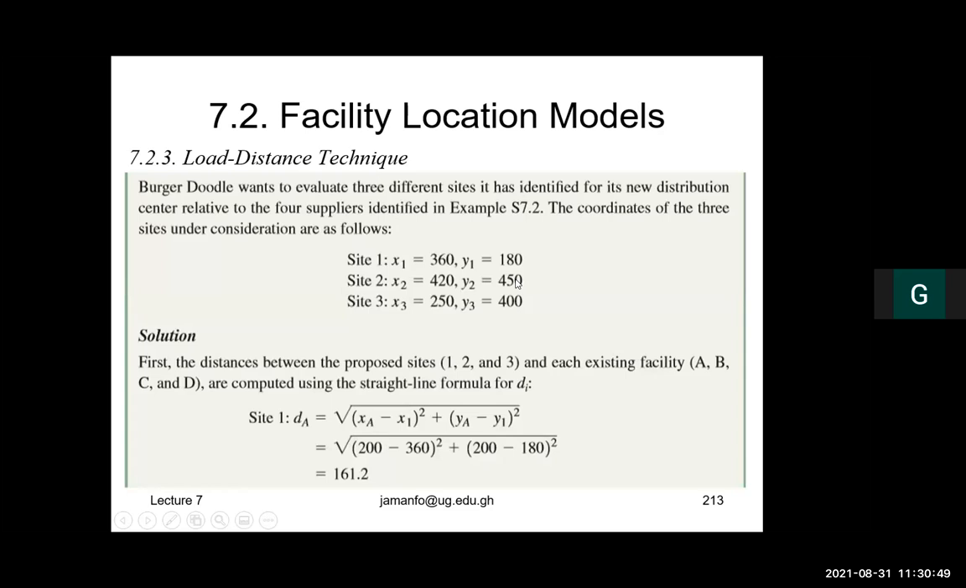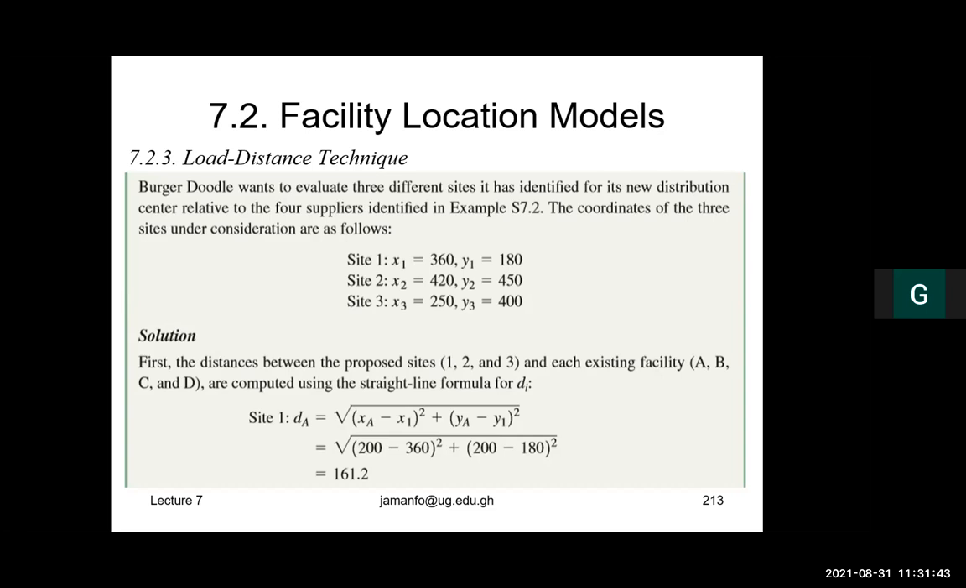Let's go. All right, so Becca Audio wants to evaluate three different sites it has identified for its new distribution center relative to the four suppliers identified in example 7.2. The coordinates of the three sites under consideration are as follows. Site one, X1 is equal to 360, Y1 is equal to 180. Then site 2, X2 is 420, Y2 is 450. Then site 3, X3 is equal to 250, Y3 is 400.